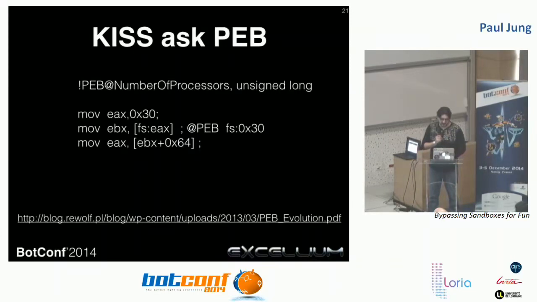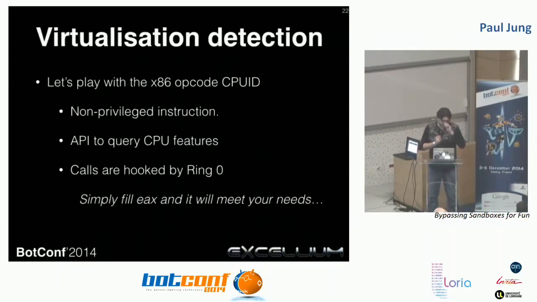How to detect virtualization without an API? You have other ways. You have the CPUID instruction. The CPUID instruction is an Intel instruction. It's non-privileged. Everyone may call it from userland. It's like an API to query features of the CPU. So you have to fill some registers, you call the instruction, and all registers will be changed and filled with information.